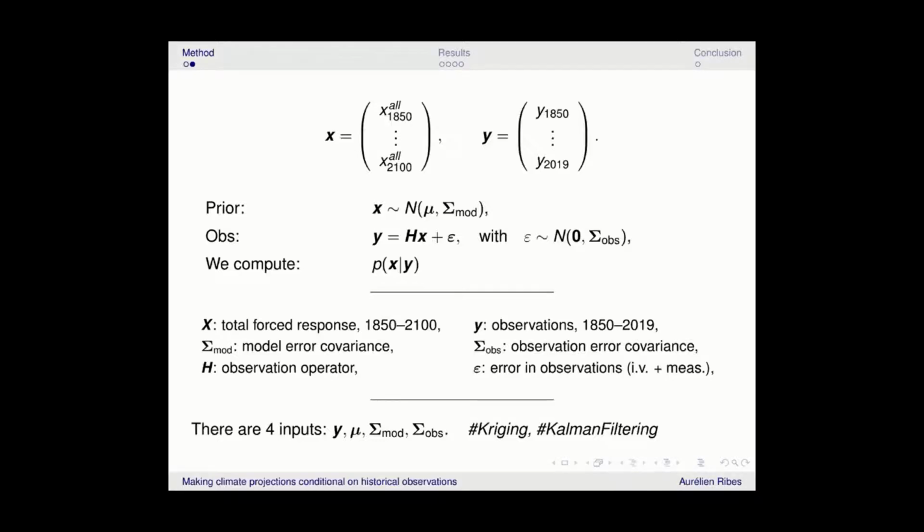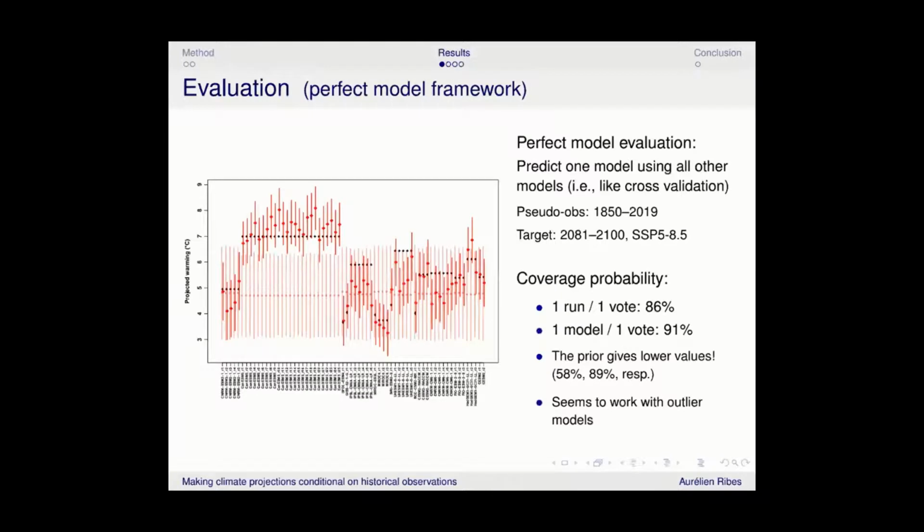So now I go to the results. Of course, the first thing we want to do is evaluate whether this type of constraint works, and we do that using a perfect model evaluation. So we basically pick one model and try to predict the future warming of that model using pseudo-observations over the historical period from that model, so up to 2019 in that case. And the target is the late 21st century warming in a high emission scenario.